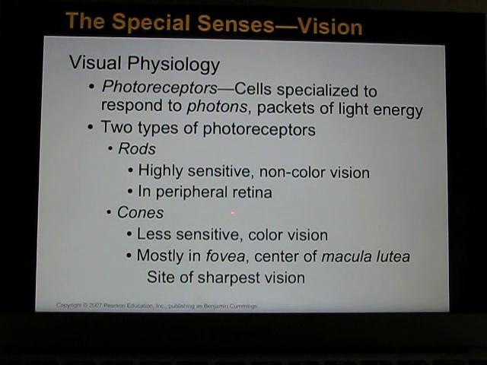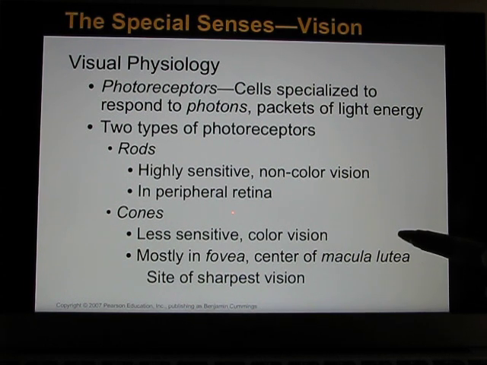You have 2 kinds of photoreceptors, the rods and the cones. The rods are very sensitive to light, but you only have one kind of rod. Because of that, no matter what wavelength of light hits the rods, they give you exactly the same response. So they can only create black and white, no color vision. And we use them at night.